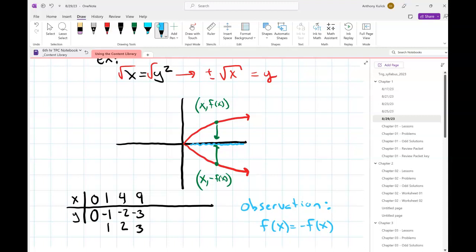Right? If I take this y coordinate and negate it, I get another y coordinate on my function. Or if I start with this y coordinate and negate it, I get another y coordinate on my function, right? Does that feel okay? That's the opposite. That's the behavior that we're seeing.